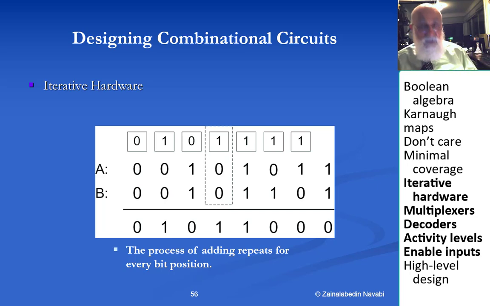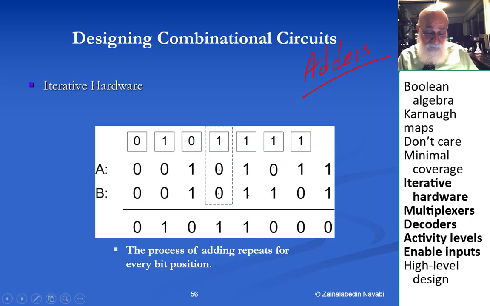Let's perform this addition. Okay? Adders as iterative circuits. 1 and 1 is 0, a carry of 1. 1 and 1 and 0 is a 0, a carry of 1. 1 and 0 and 1 is a 0, carry of 1. 1 and 1 and 1 is a 1, carry of 1. 1 and 0 is a 1, carry of 0. 1, 1 is a 0, carry of 1. 1, carry of 0, and so on. Okay?